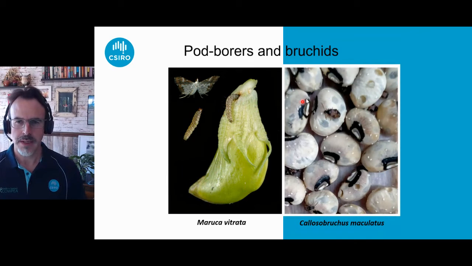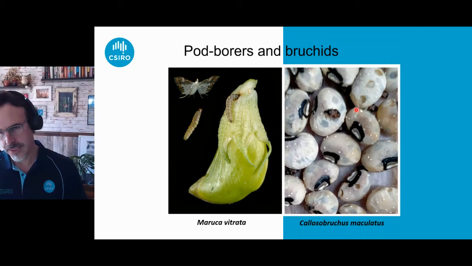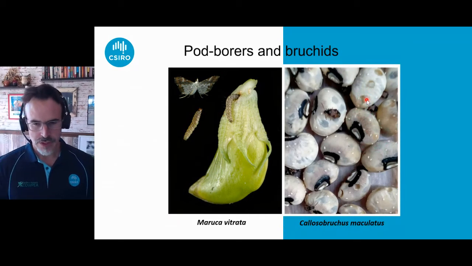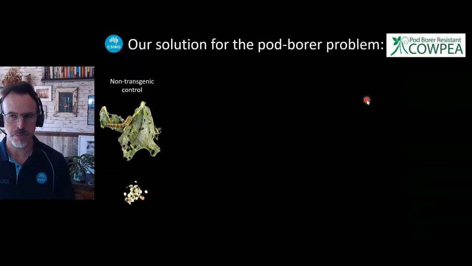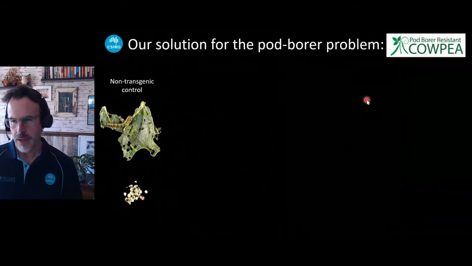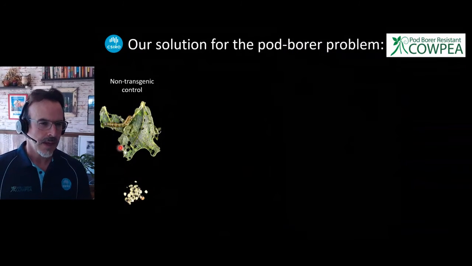The other problem is caused during storage, and is caused by this Callosobruchus weevil, a coleopteran, that lays the eggs on the seeds. During storage, the larvae burrow into the seed and make this big hole when they come out as adults. For the first problem, the pod borer, we have already developed a solution. We have developed a variety that is resistant to this pest.